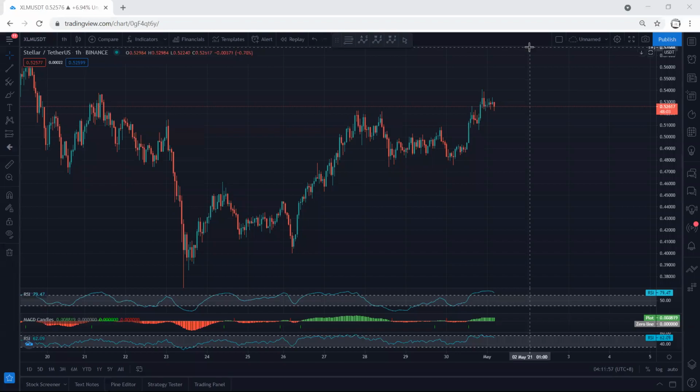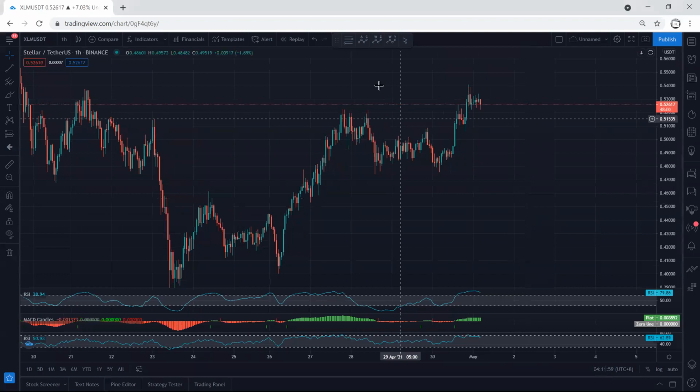XLM, we start with a 1 hour chart. If we refer to our analysis, we mentioned after the breakout of this one, any reversal, we can look for a trade. There was a trade setup within this from here based on lower time frame.